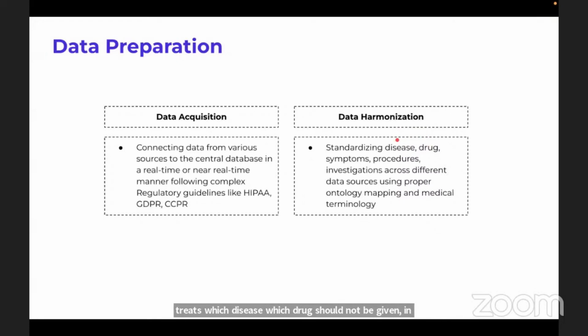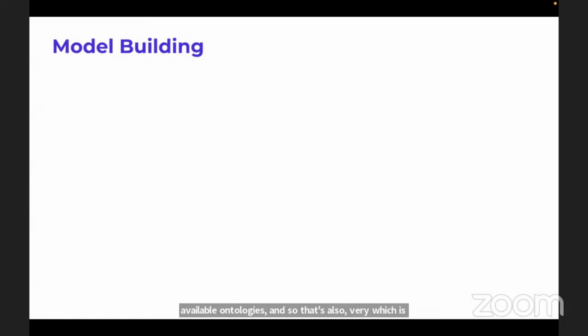So what are all possible relationships between drug and disease? That is a very big area. There is something called medical terminology, and there are multiple available ontologies. And that's also a very important resource to be learned for health informatics.